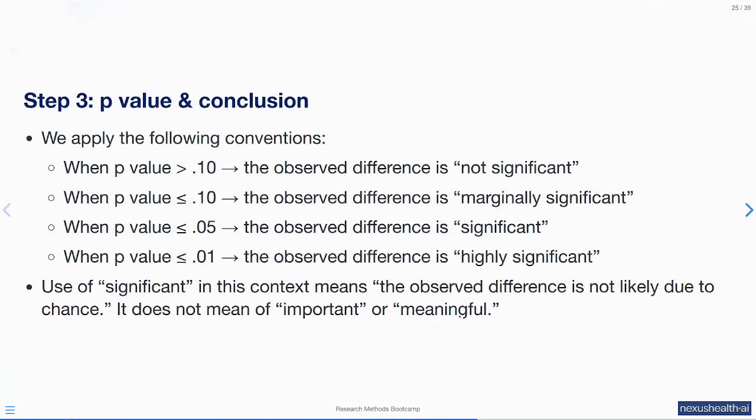We apply the following conventions. When the p-value is above 0.1, the observed difference is not significant. If it's below 0.1 but above 0.05, the observed difference is considered to be marginally significant. If it is below 0.05, the observed difference is significant. If the p-value is less than or equal to 0.01, the observed difference is highly significant.